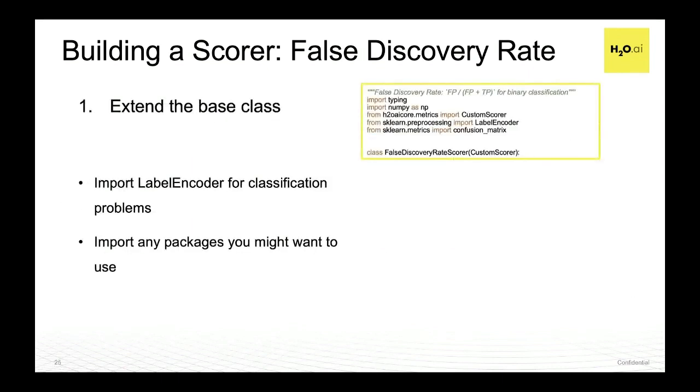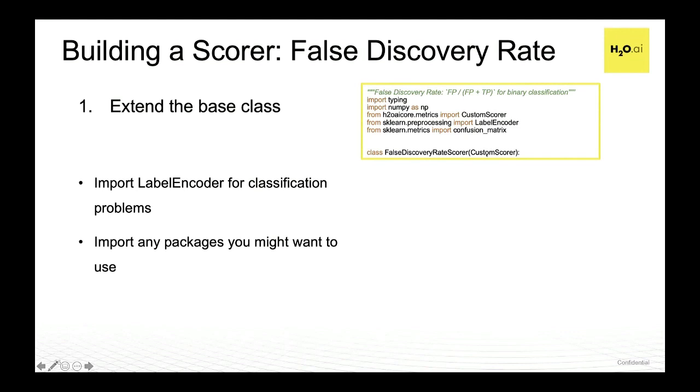So the steps of building our score: the first step is basically the same as a transformer, and all we have to do is extend the base class. There's only a single base class for scores, and it is custom score. So we'll say, okay, false discovery rate score, and I'm going to extend the base class of custom score.